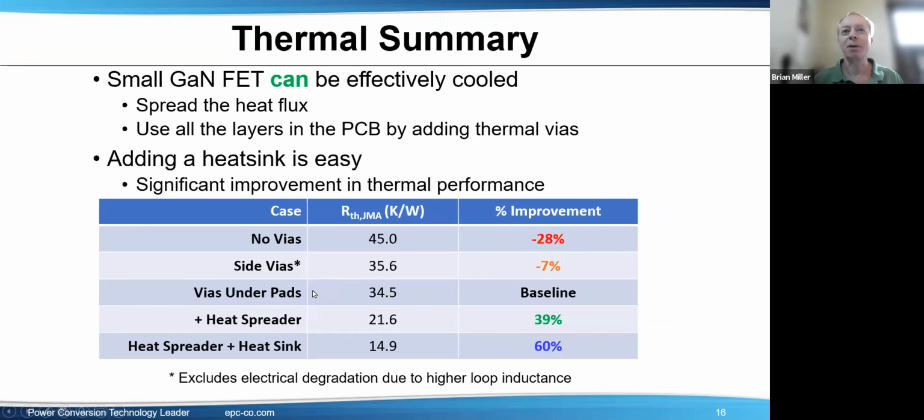Using as a baseline in the middle, no heatsink, just a board with vias under the pads. You can see simplifying the board makes the thermal situation not quite as good. Going the other direction, adding a heat spreader, and then adding heat spreader plus a heatsink also provides improvement. And not shown is the further improvements with a gap filler and some other methods such as changing the distance between the FETs and so forth.